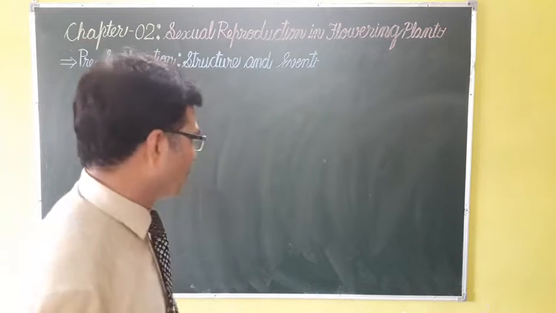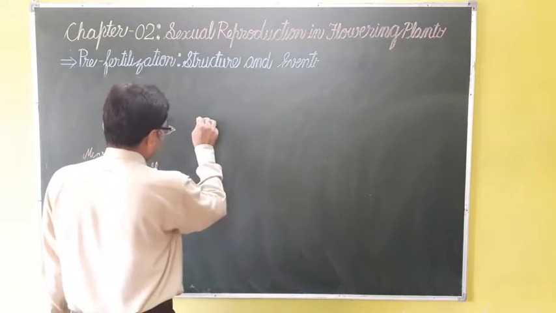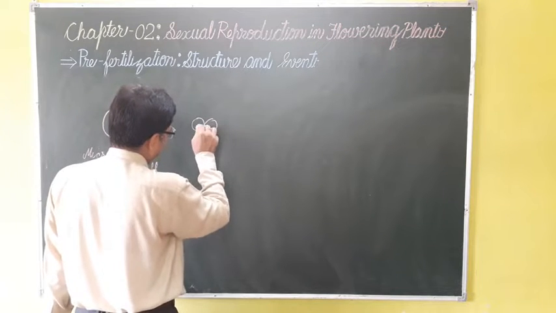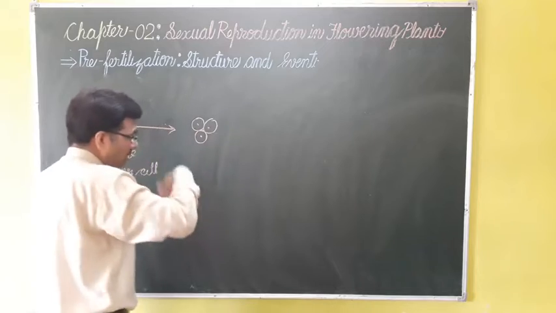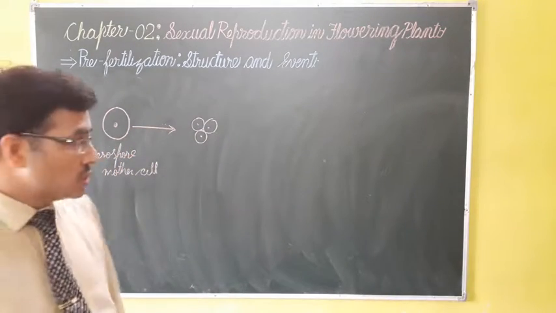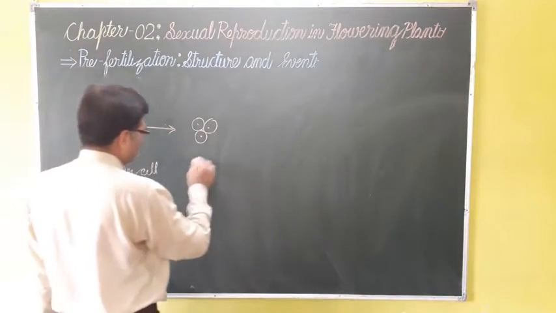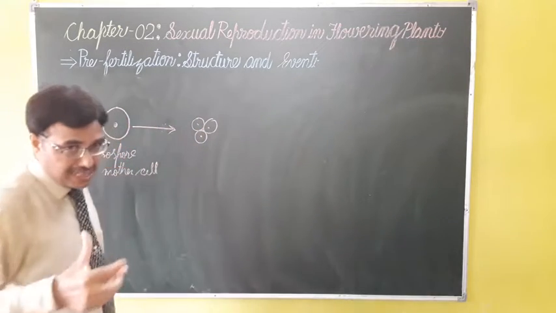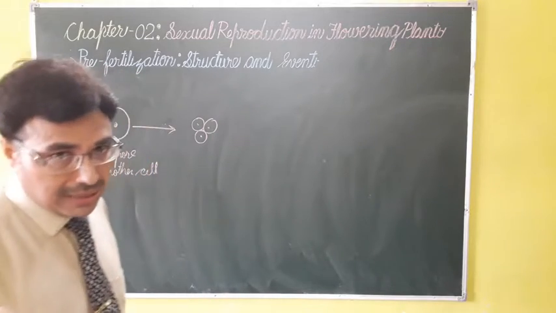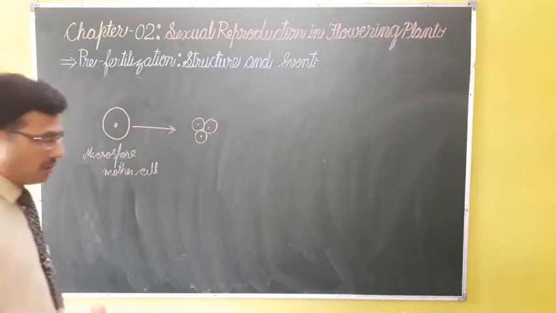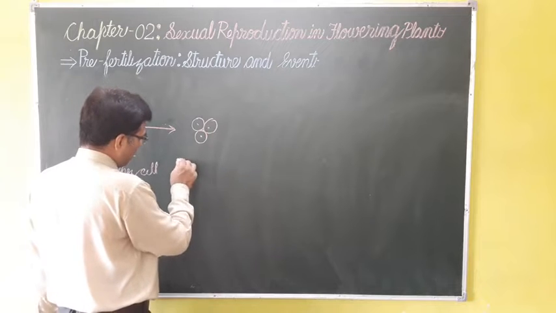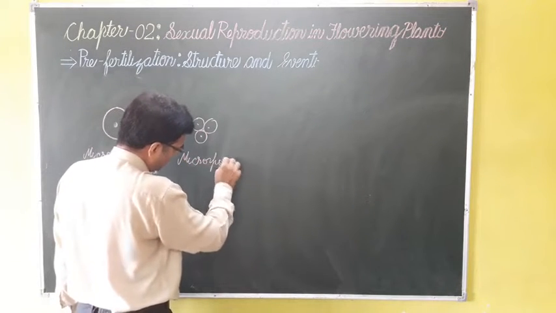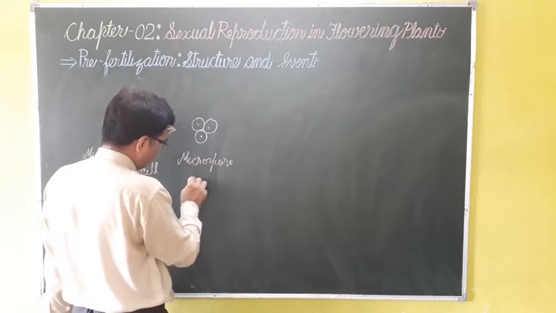When a cell undergoes meiosis, how many daughter cells are formed? Yes, 4 daughter cells are formed. These are 1, 2, 3, and one is behind this, which is not visible, right? So 4 daughter cells are formed here. These are the microspores. Since these microspores are attached to each other, a technical word is given here, which is called tetrad. So here you can write microspore tetrad.